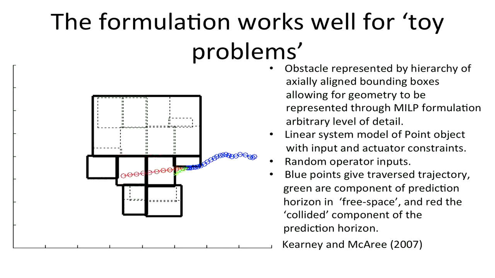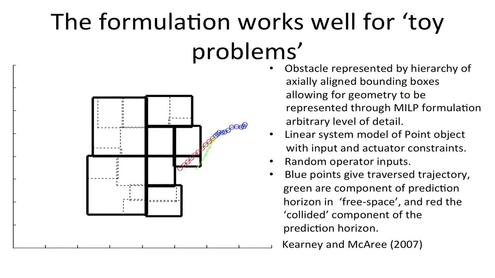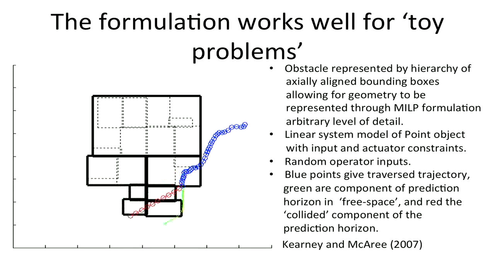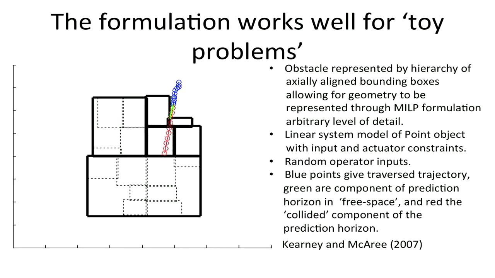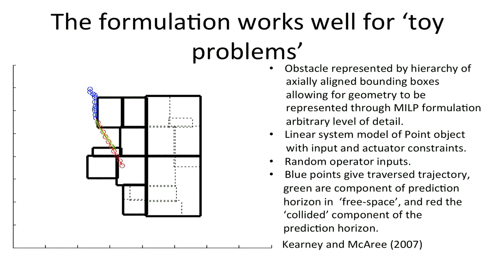In this particular instance, we've got random operator inputs just to help you make sense of what's happening here. The blue dots are a trajectory that's passed by the point that represents our system. The green points are the points in the prediction horizon that are in free space and therefore can be traversed, and those red parts are large, and as you see various boxes coming in and out, that corresponds to different levels of this bounding box tree that describes the object, its convexity appearing as constraints in our optimization problem, with the idea being that you only try to solve the smallest optimization problem that you can. And we thought this was really good. We thought we had a great conceptual framework for addressing this problem. The only problem is it didn't actually work when we took it out and tried it on the machine.